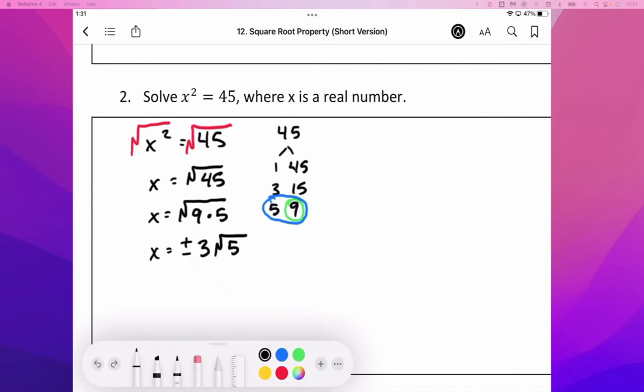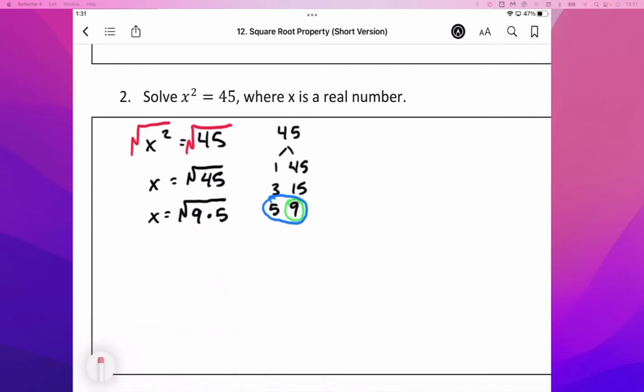I instead am going to do something different just because it has helped me over the years of doing this. I'm going to include a middle step where I say x is equal to the square root of 9 times the square root of 5. It just helps me see what's happening a little bit better. And so I will now say the square root of 9 is positive or negative 3. Remember, positive 3 times positive 3 makes positive 9. Negative 3 times negative 3 also makes positive 9. So those are both an option.